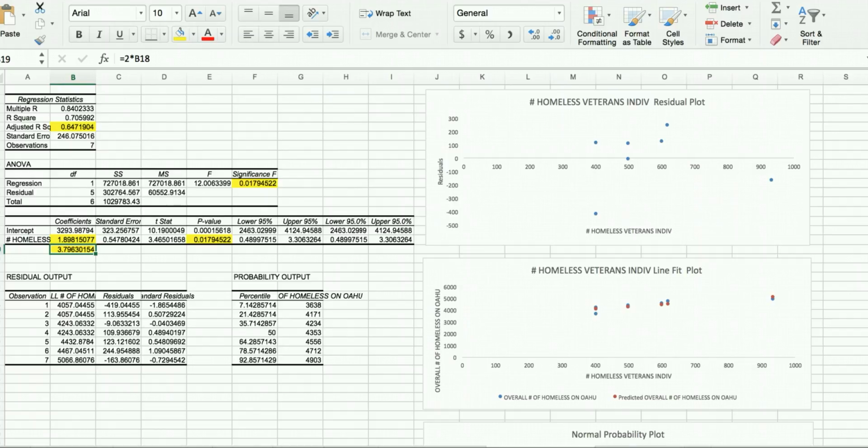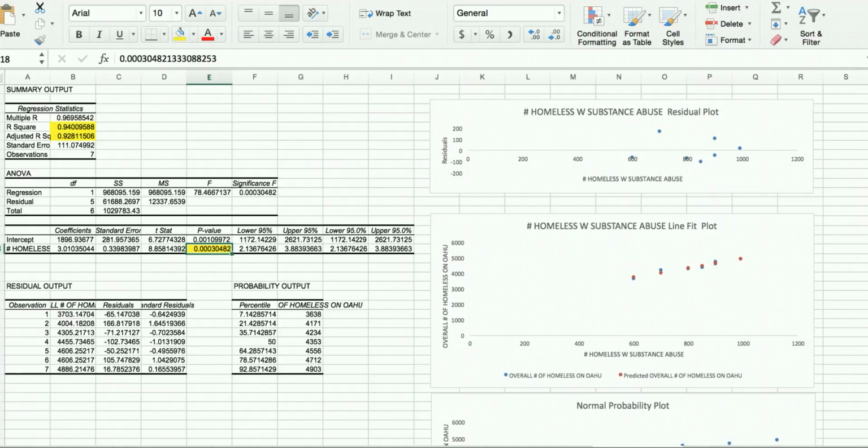And for the record, let's look at whether or not the number of homeless people is better predicted by the number of homeless people in substance abuse programs. And we see from the R-square that it is, and the P statistic tells us that this is a statistically significant result. And I just wanted to point that out. It's actually significantly higher associated with a driver of the number of homeless people overall.